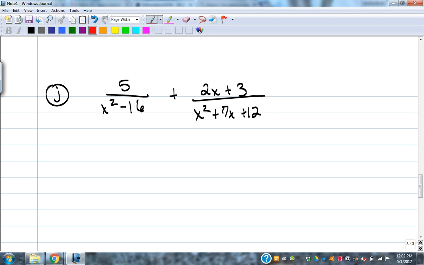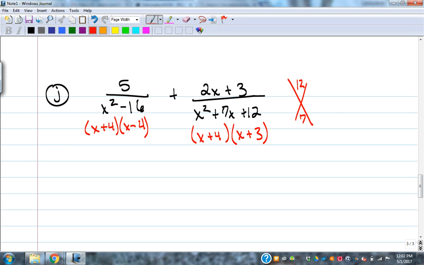What's the first thing that we should have to do here? Try to get the same denominator. But what's wrong with the denominators as is? So they need to be factored. So how does x squared minus 16 factor? Good. And how does x squared plus 7x plus 12 factor? Yeah, X method, multiply to be 12, add to be 7. X plus 4, x plus 3. So what do they share? They share an x plus 4.